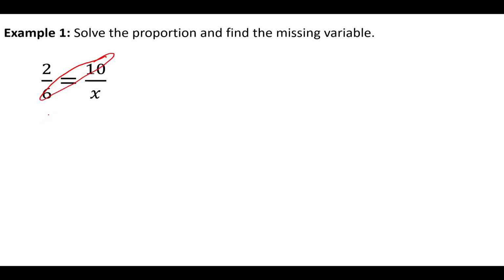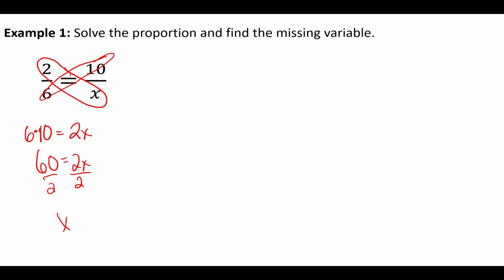You're going to take 6 times 10 equal to 2 times x. That's what we mean by cross multiplying. So 6 times 10 is 60. Divide by 2 to solve for x. X should be 30.